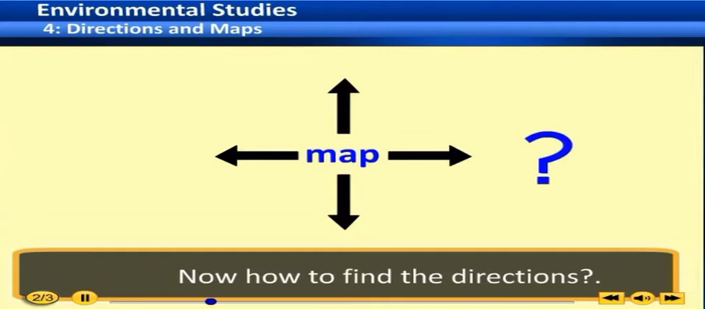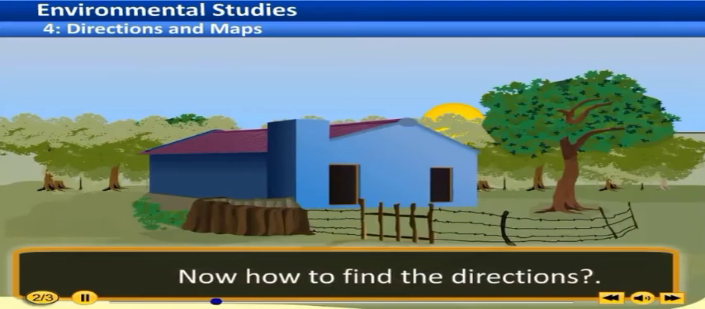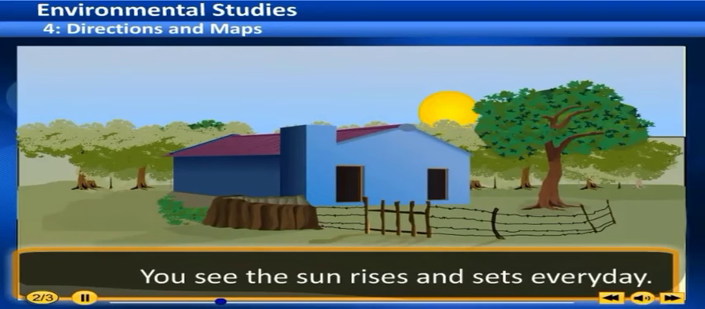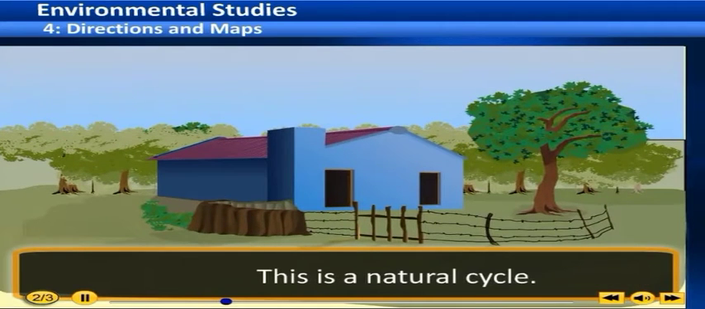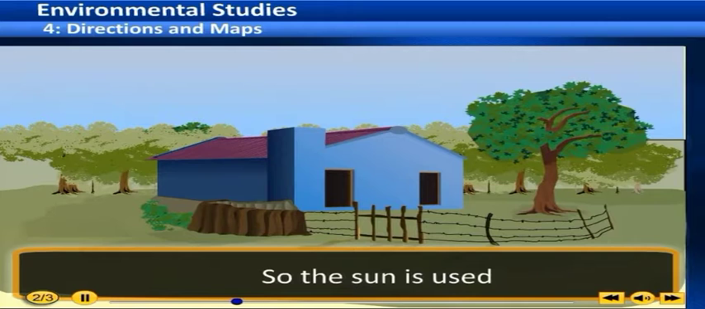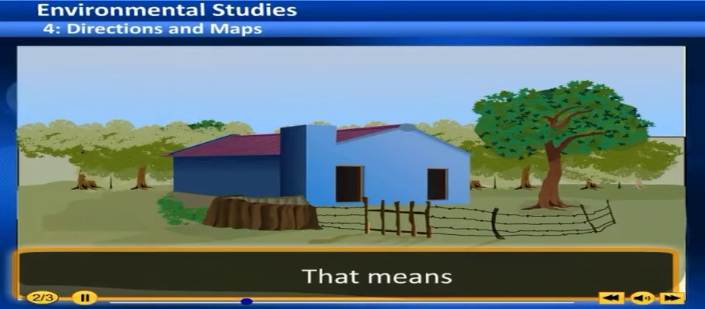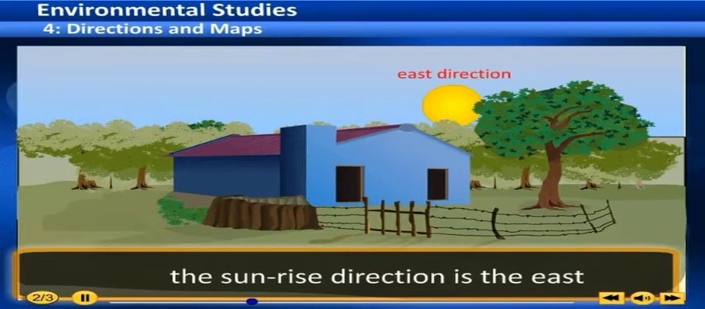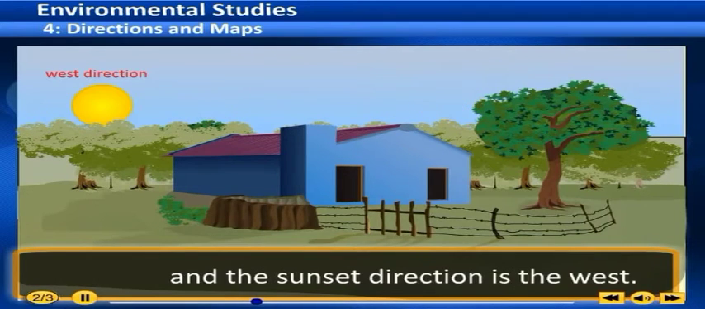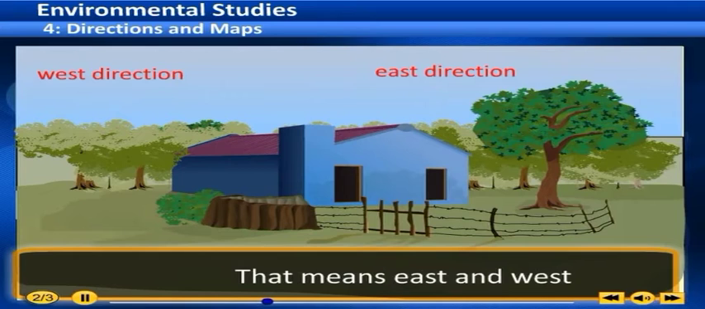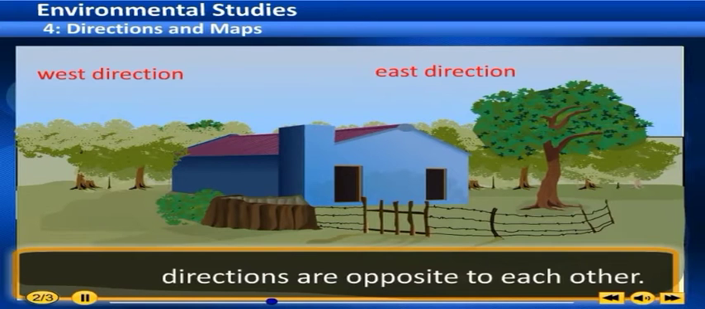Now, how to find the directions? You see the sun rises and sets every day. This is a natural cycle. So, the sun is used to determine the directions. That means the sunrise direction is the east and the sunset direction is the west. That means east and west directions are opposite to each other.